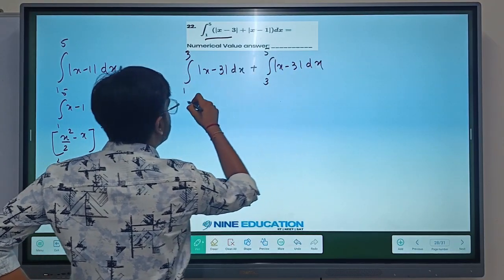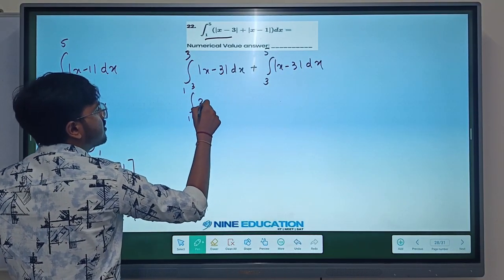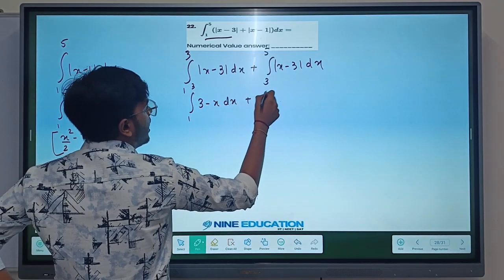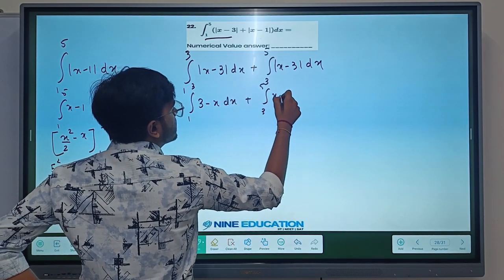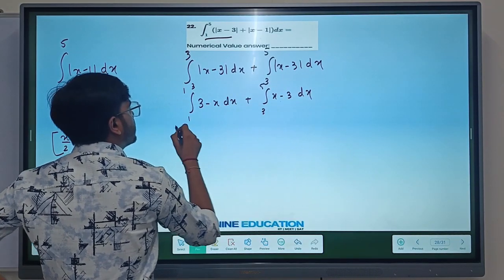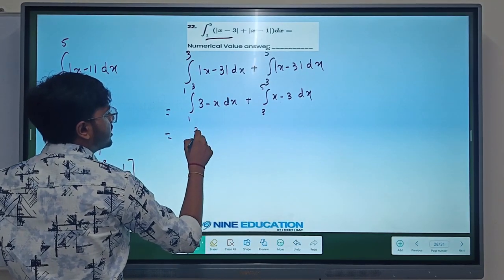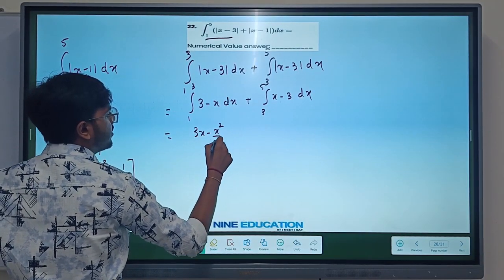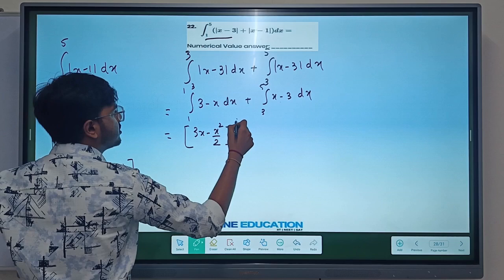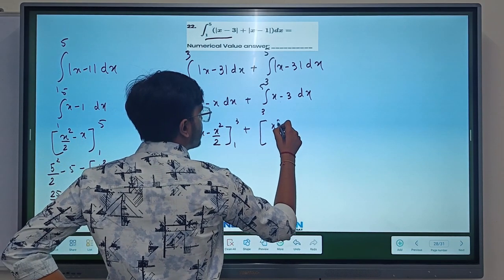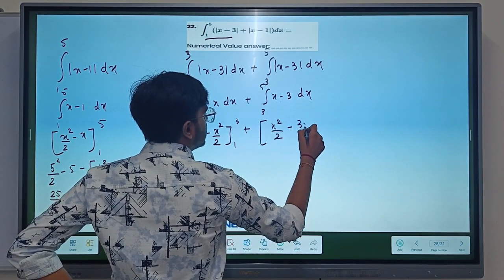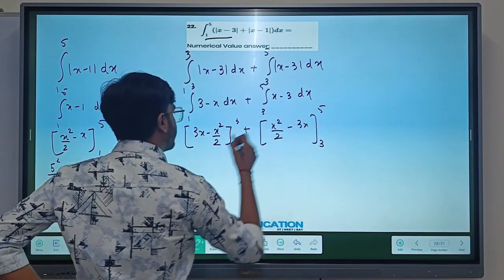When x is less than 3, mod will open in negative, so this will be 3 minus x dx. When x is greater than 3, it will open in positive. So it will be equal to 3x minus x square by 2 from 1 to 3, and this will be x square by 2 minus 3x from 3 to 5.